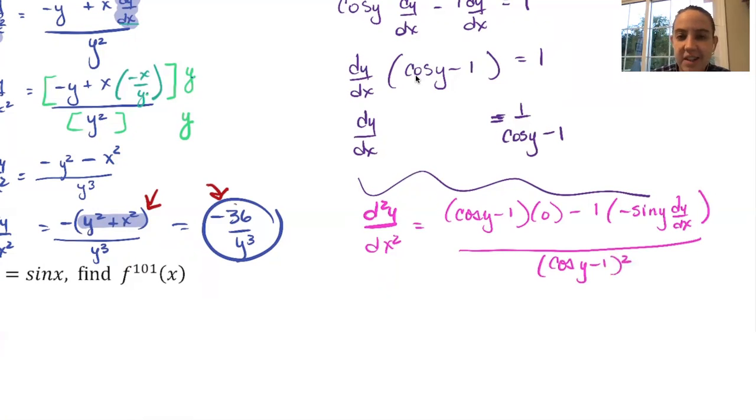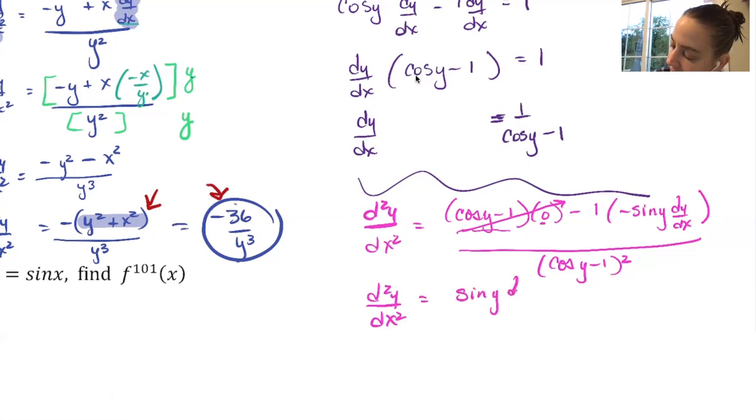Now, I had this conversation with a student earlier. They had asked for a little bit of help. Remember that anything times 0 makes this whole term 0. Not just this piece. This whole piece in the beginning will drop out as well. That's kind of nice. So a negative times a negative is positive sine of y dy/dx over cosine of y minus 1 quantity squared. Don't bother foiling out the denominator.